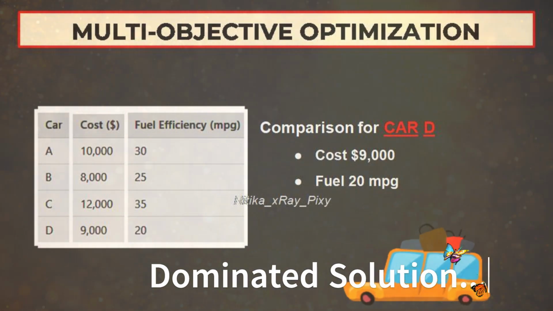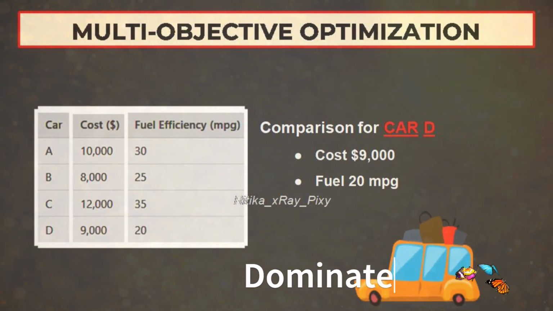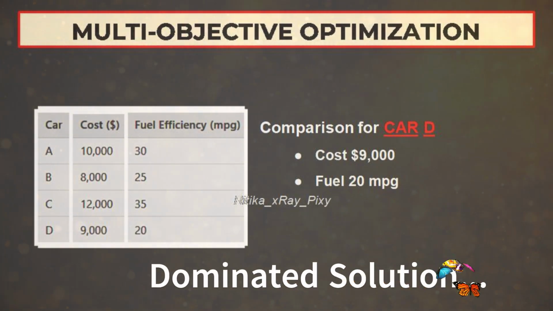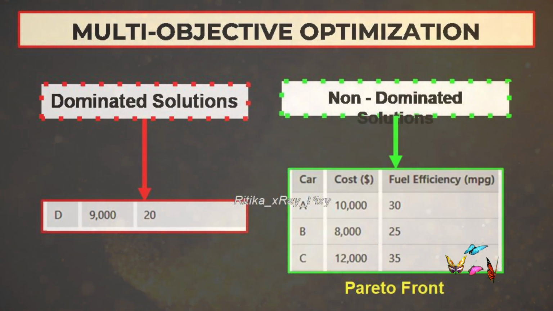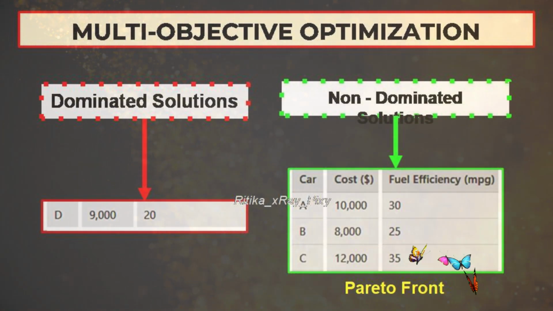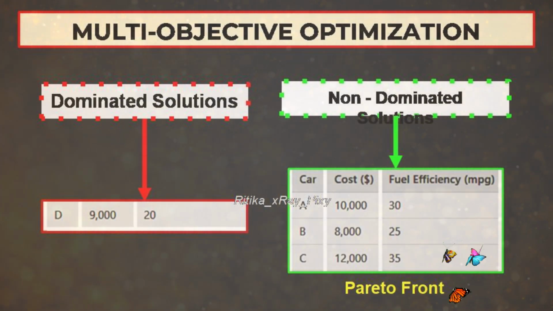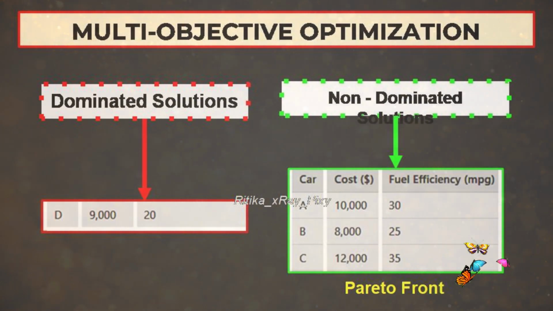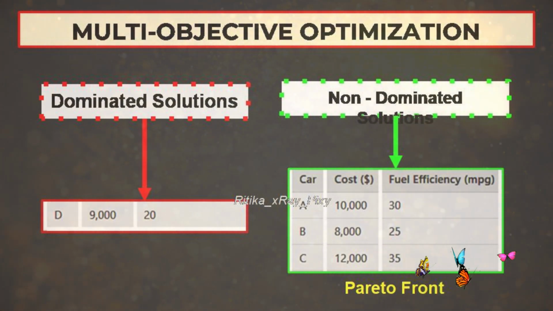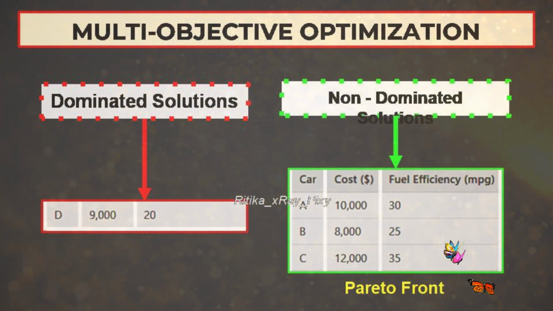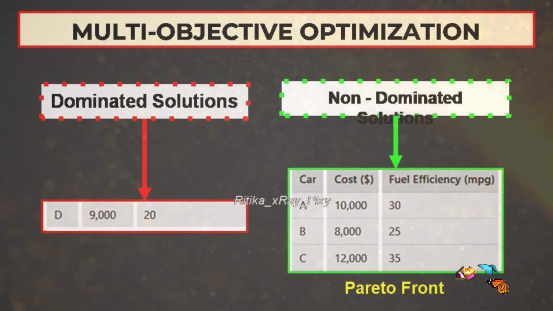This is dominated by car B. So car D is dominated by car B. So now you can see we have the dominated solution car D, and the non-dominated solutions car A, B and C. So now we can see the difference. Dominated solutions are not good in comparison with other solutions, so they are not preferred. Dominated solutions are not preferred because they are not optimal, because there exists at least one other solution that is better in one or more objectives.